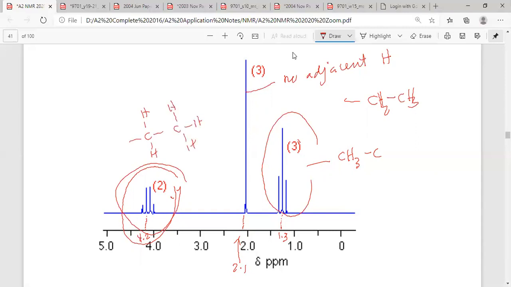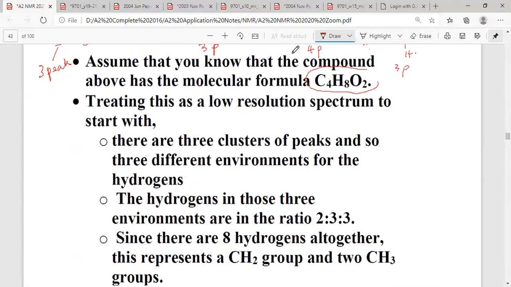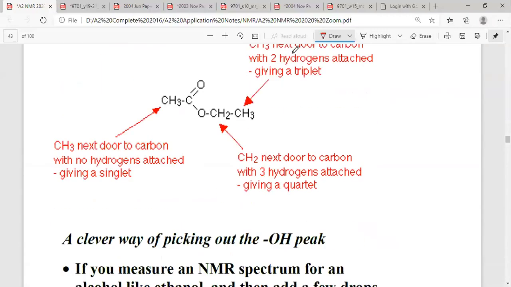Which means that 1 point something is this one here. Now why split into 3? Because of this one and this one here. The 2 adjacent hydrogens to these 3 will split this one into 3, a triplet. Now this is next to this one, so these 3 will split this one into how many? Into 4. This is how you know. So you must have this fragment in your solution, which is here. So this is the answer.